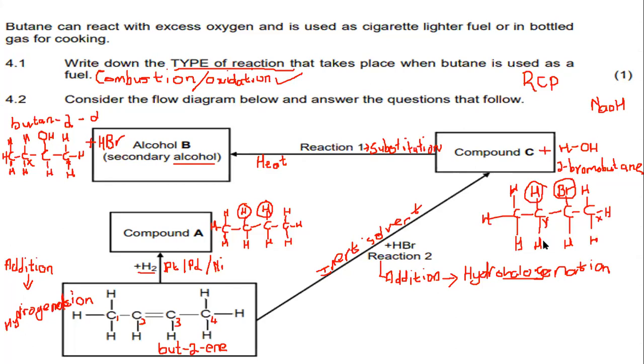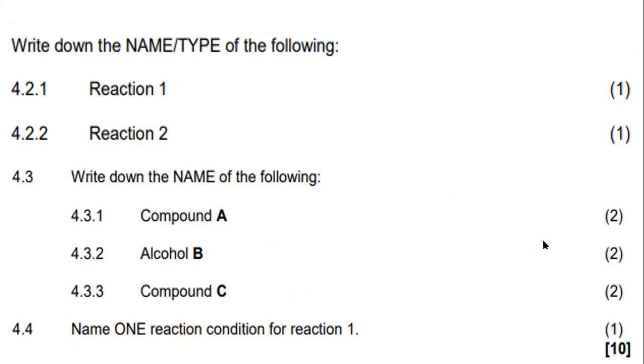So I can tell you, after we have done this, my dear learners, it means we can answer any question that is given to us. Let us go through them. We are required to write down the name or the type of the following: reaction 1 as well as reaction 2.